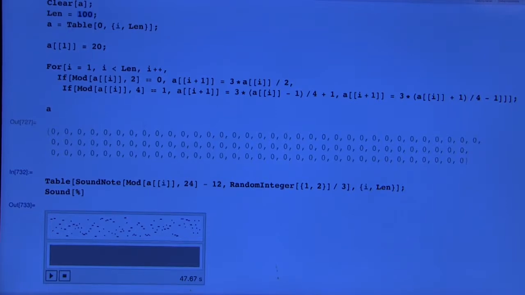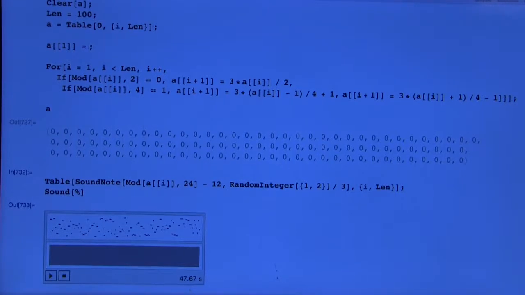Then I make a table of just zeros to get started, and I call the first one 20. But you started at 13. Yep. So we'll take a look at 13.